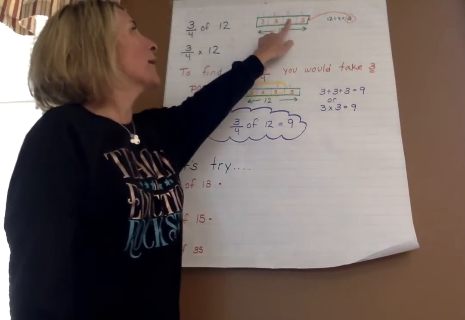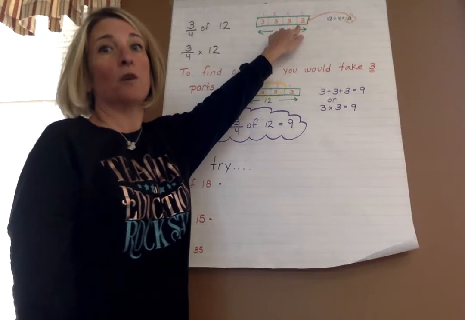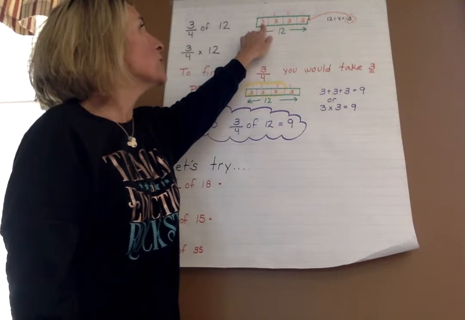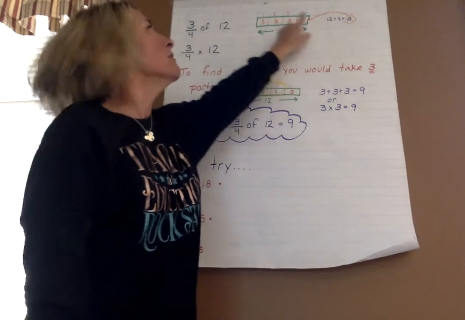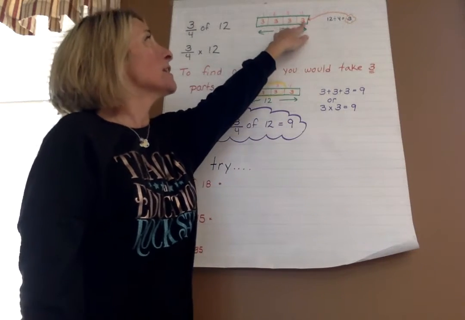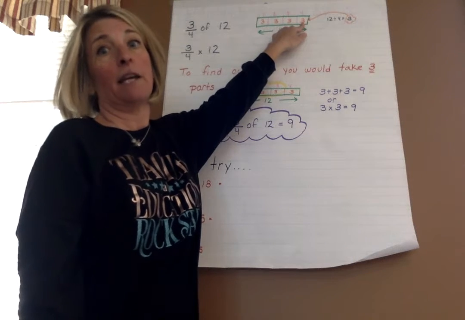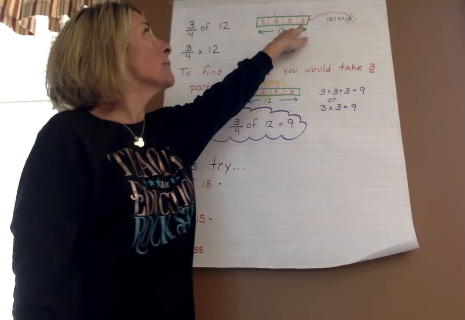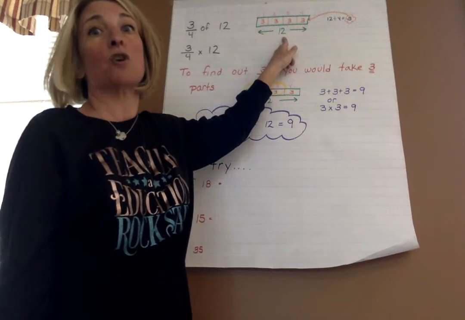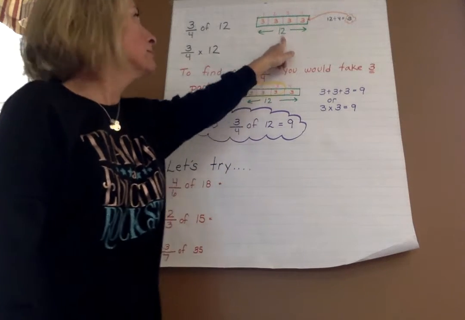So like I said, if you break this up into fours, you're going to see that each one is worth 3 because 12 divided by 4 is 3. So I would label each one of these sections as a value of 3. And again, if I added up the total, 3 plus 3 plus 3 plus 3, that's going to equal 12, which is what the total unit is.